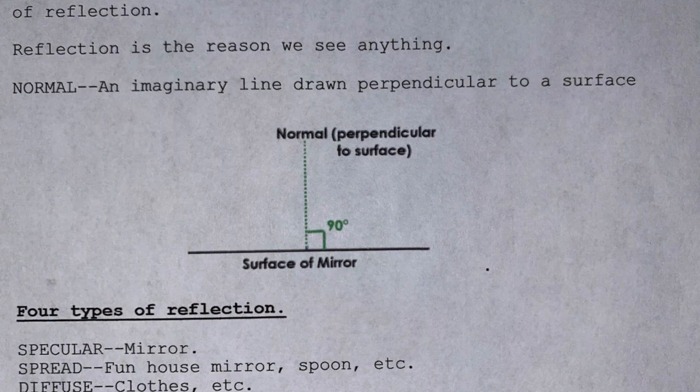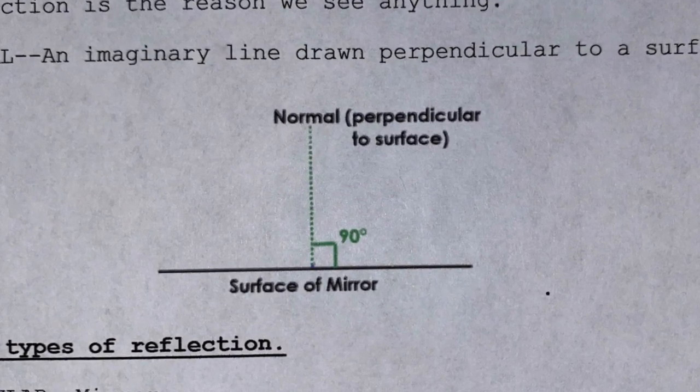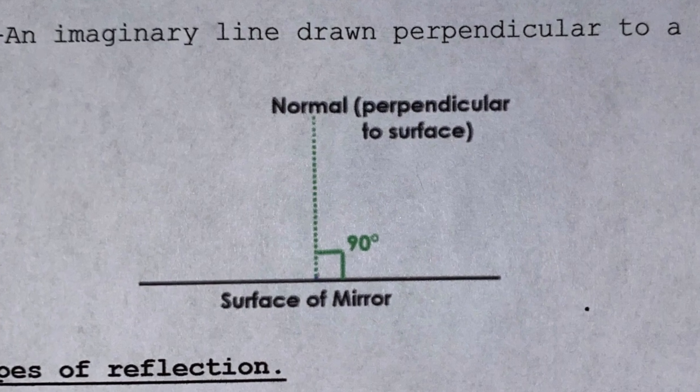First of all, we need to talk about what a normal is. What it is to be normal. In theater, usually we have no idea what normal is. But in scientific terms, there is a definition for a thing called a normal. A normal is an imaginary line drawn perpendicular to a surface. That's the definition of normal.